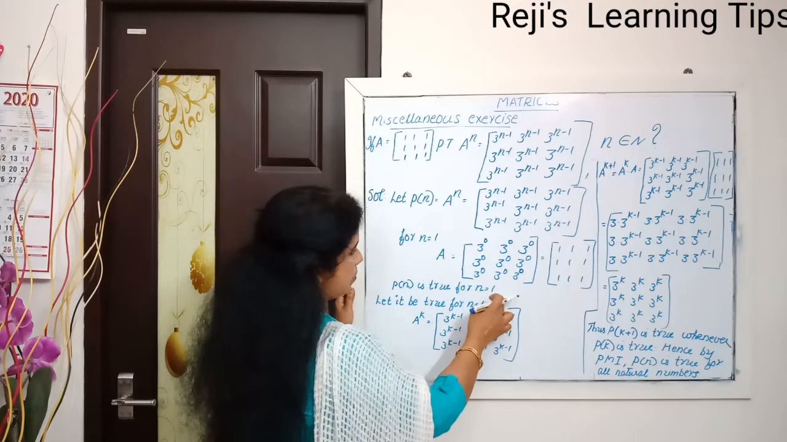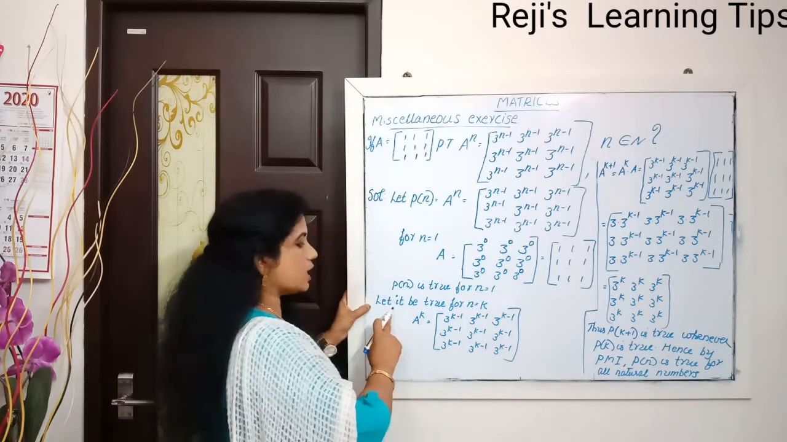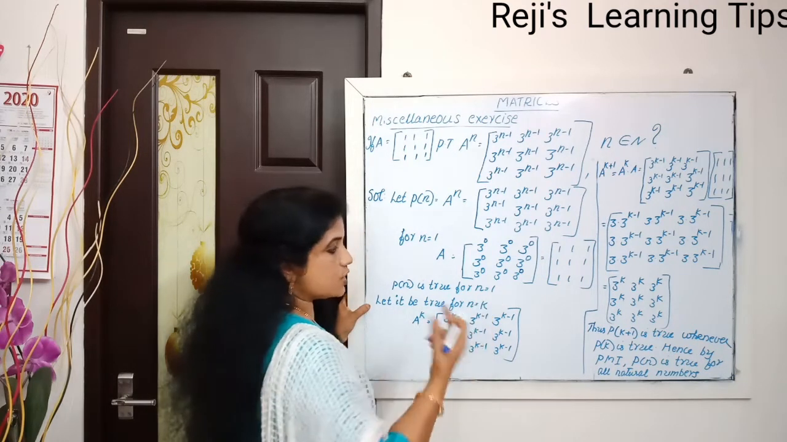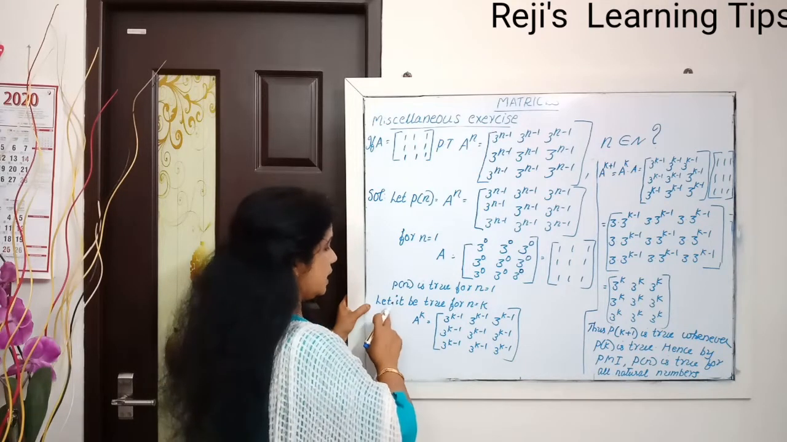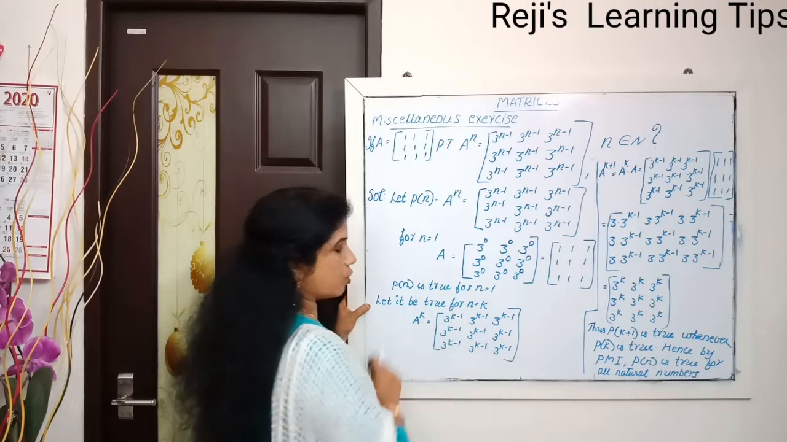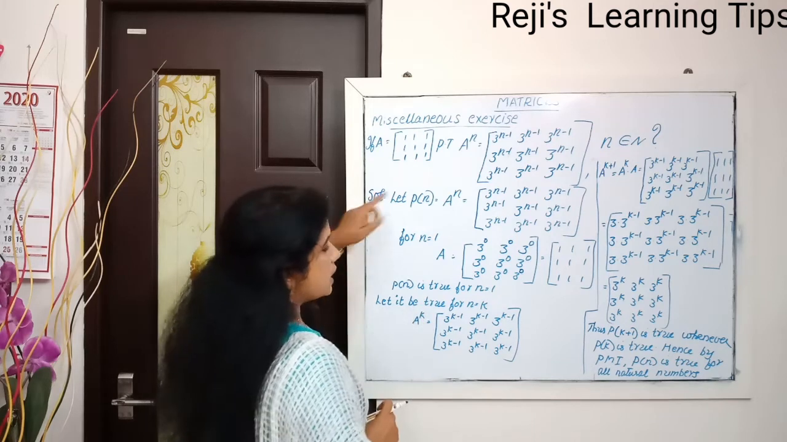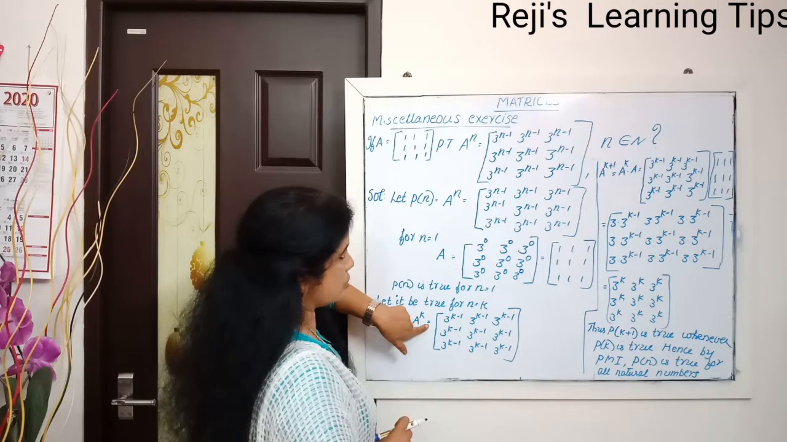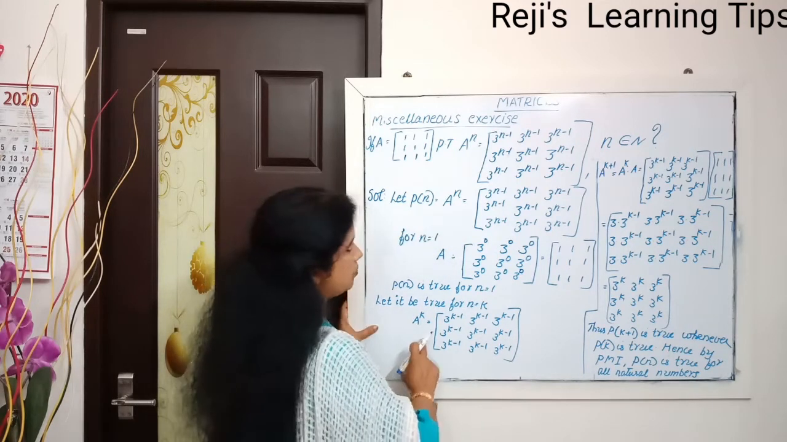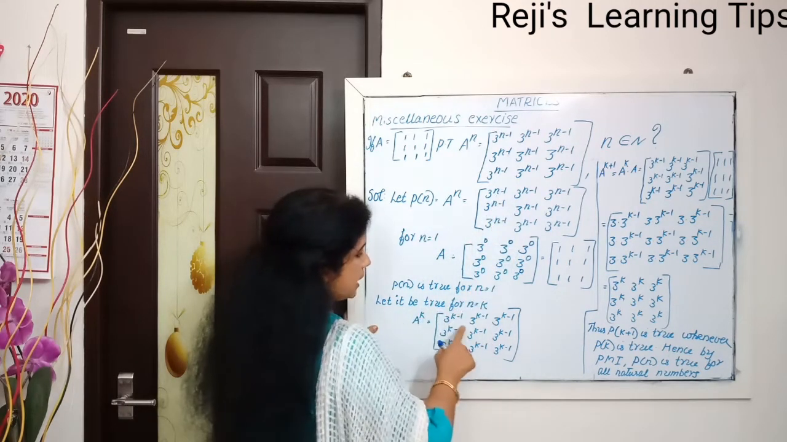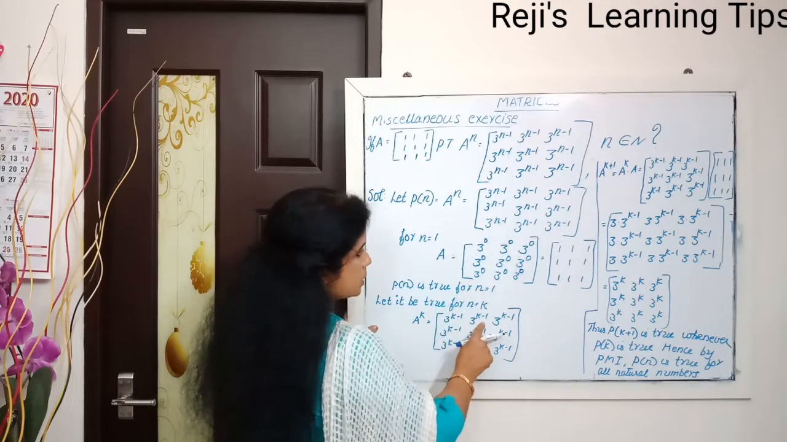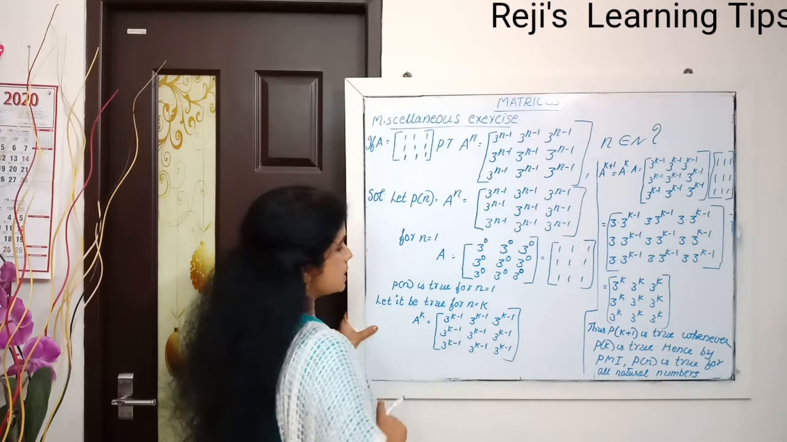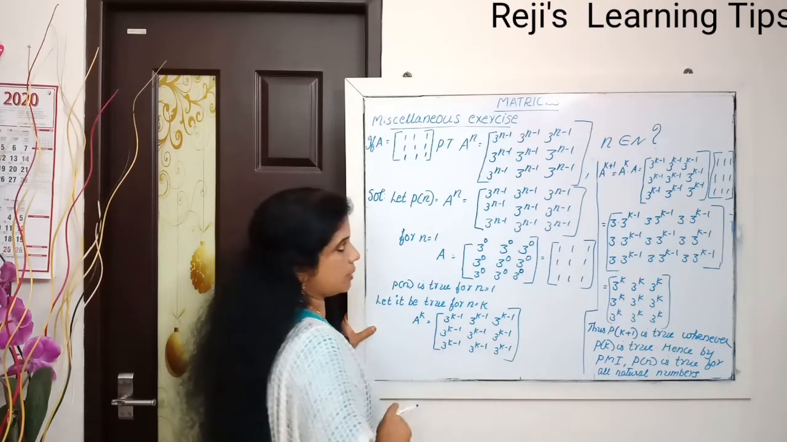Okay, first step completed. Then we have to assume that P of k is true for n is equal to k. Let it be true for n is equal to k. So here instead of n we should write k, that is A raised to k is equal to the matrix with every entry 3 raised to k minus 1. The second and third rows are also the same, that is 3 raised to k minus 1.